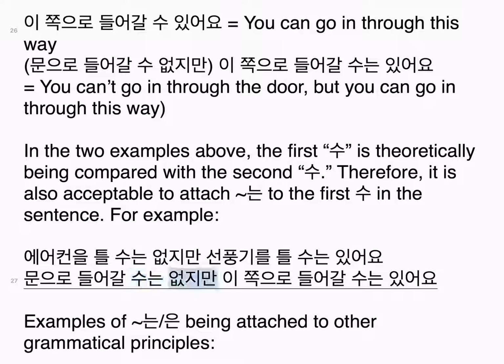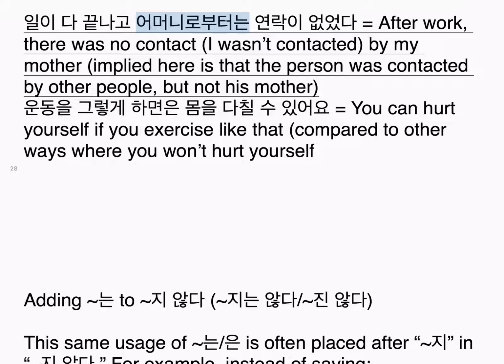문으로 들어갈 수는 없지만 이쪽으로 들어갈 수는 있어요. Here are examples of 는 being attached to other grammatical principles. 일이 다 끝나고 어머니로부터는 연락이 없었다. After work, there was no contact. I wasn't contacted by my mother. Implied here is that the person was contacted by other people, but not his mother.